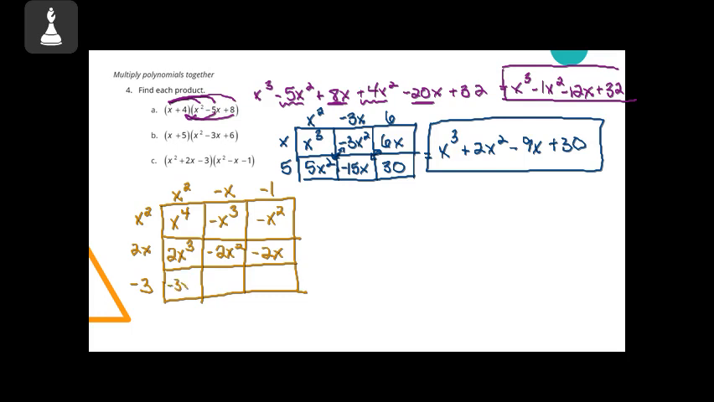So just like before, your like terms are going to be on the diagonals here. So x to the 4th is by itself. Now we have x cubes. So 2x cubed minus 1x cubed is 1x cubed. Then your x squareds are on the next one here. Negative 3x squared minus 2x squared, negative 5x squared, minus 1 more x squared is negative 6x squared. Then your x's here, 3x minus 2x is a positive 1x, and a plus 3 on the end.